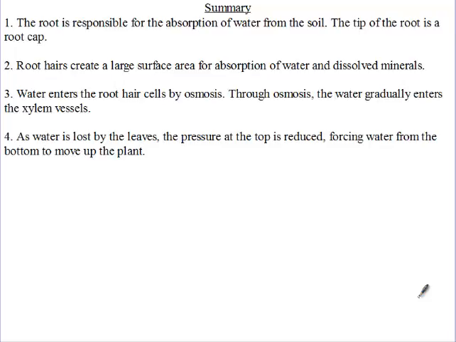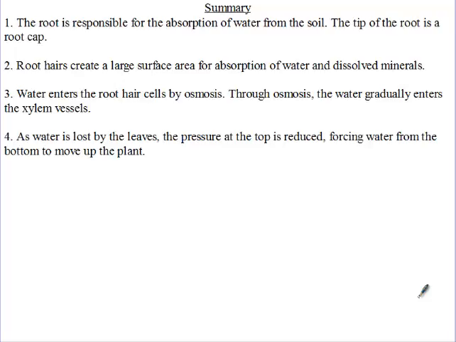Today we talked about water uptake. Now we've come to the end of our lesson, and just as we always do, we need to summarize what we studied for today. Now, roots are responsible for the absorption of water.